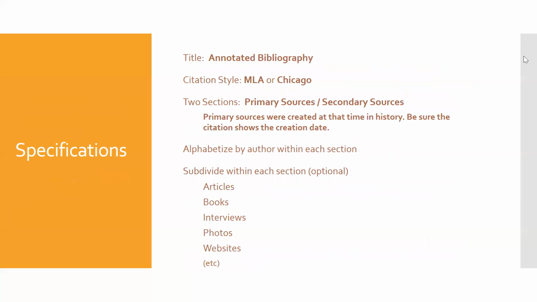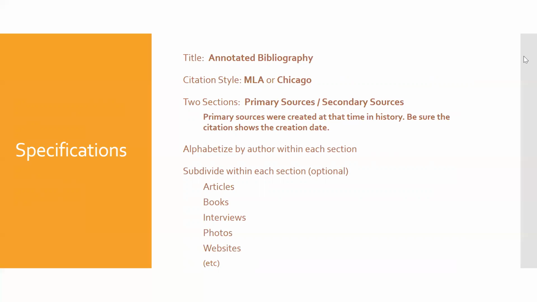Okay. All right, specifications of the annotated bibliography. The title needs to be annotated bibliography, not references, not works cited. It's an annotated bib, so call it that. You can use MLA or Chicago style. It's totally fine to work with your English department and use MLA. You do not have to feel pressured to use Chicago just because we historians like it.